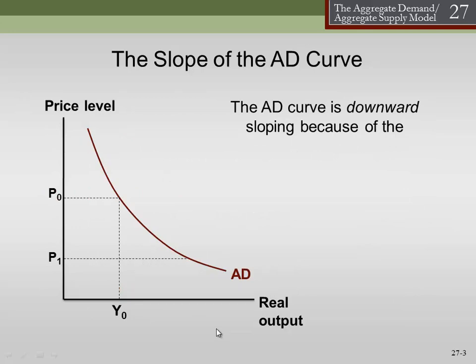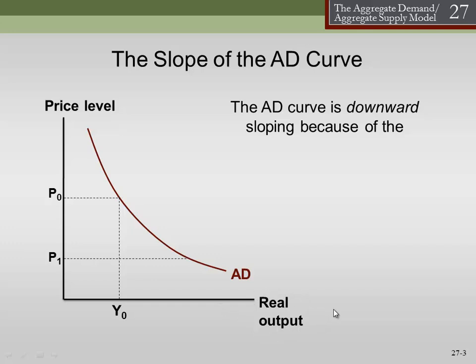So let's take a look. Let's go ahead and graph the aggregate demand curve. Now notice the first thing we have to do is label our axes. So the first thing we have on here is price level. We're always going to put price level here on the vertical axis. And then we're going to put real output here on the horizontal axis.